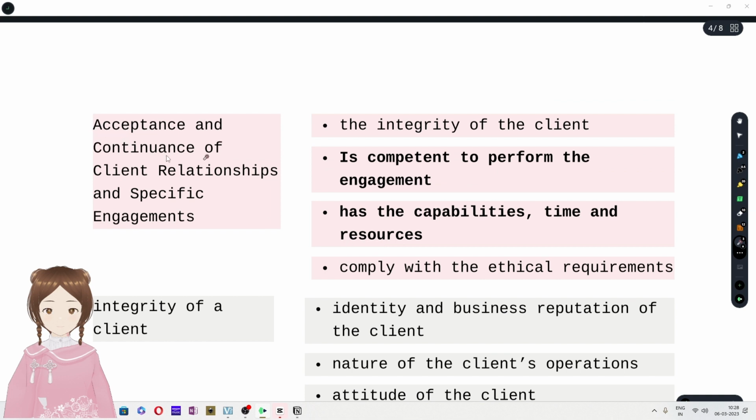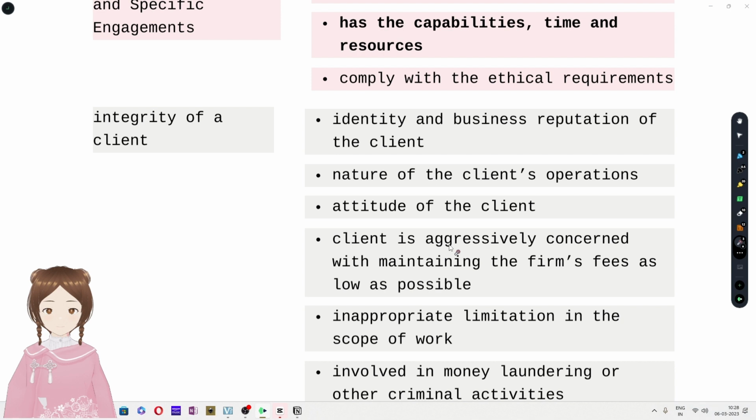The next point is acceptance and continuance of client relationships and specific engagements. That is the SA 200 series. You could simply write that. And the integrity of the client and competence to perform the engagement. This is also two-way. We are checking the integrity of the management in our client, and we are checking our own competence, capabilities, time, and the ethical requirements. So this is again a two-way. In order to write any answer completely, you have to check both sides of the coin.